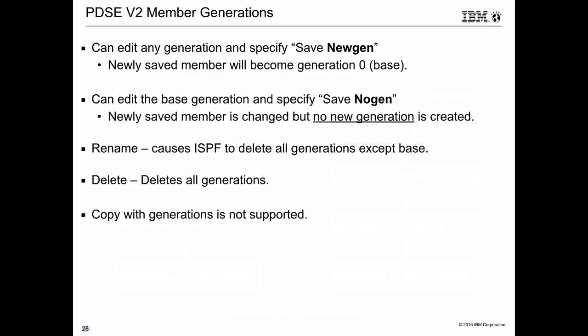Now, as I mentioned earlier, we have this ability to do something called save new gen and no gen. With save new gen, you can edit any generation and save it and have it become the new base generation, generation 0. So why would you want to do this?